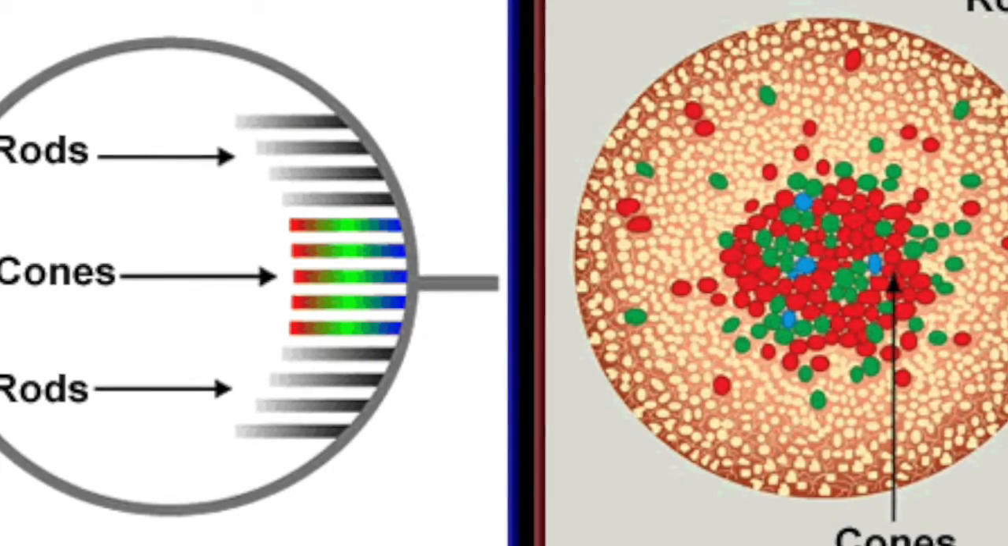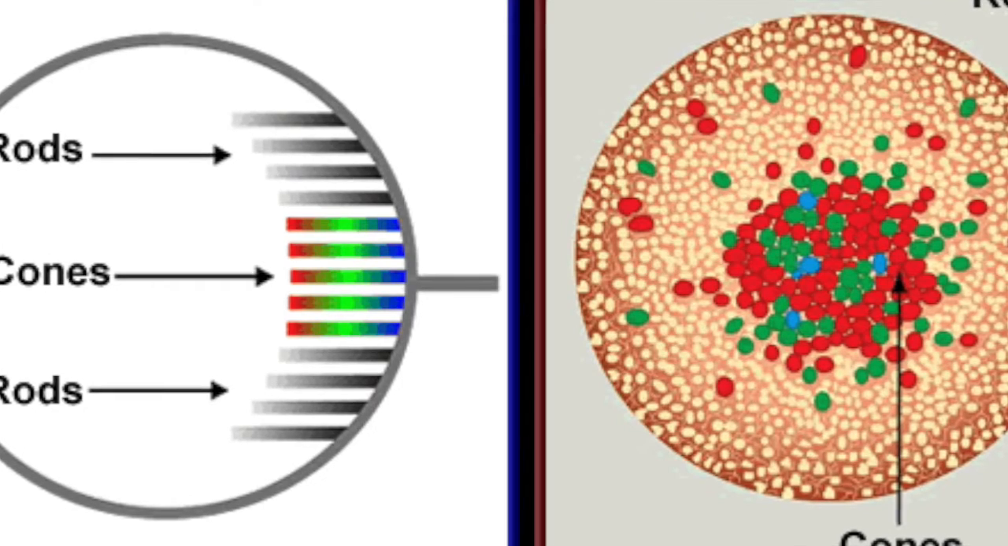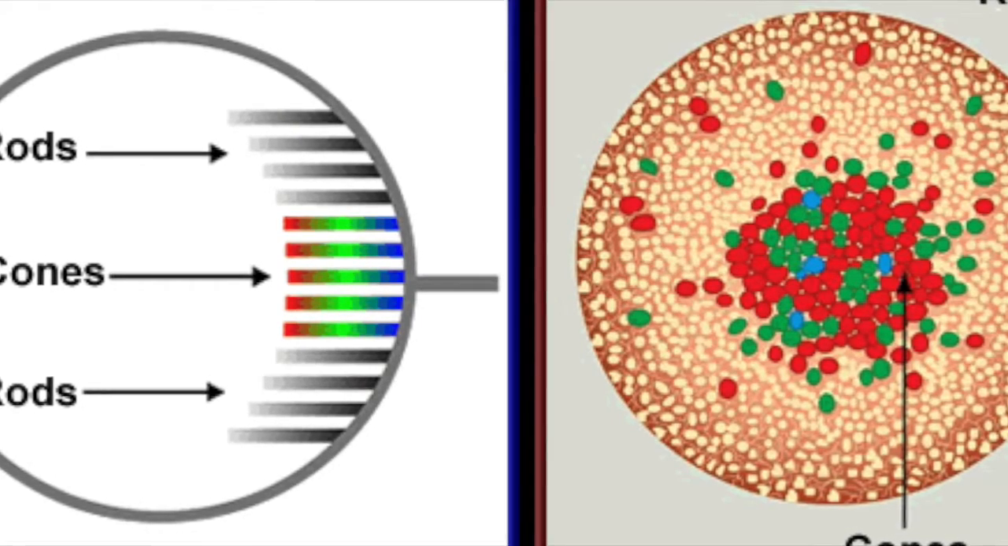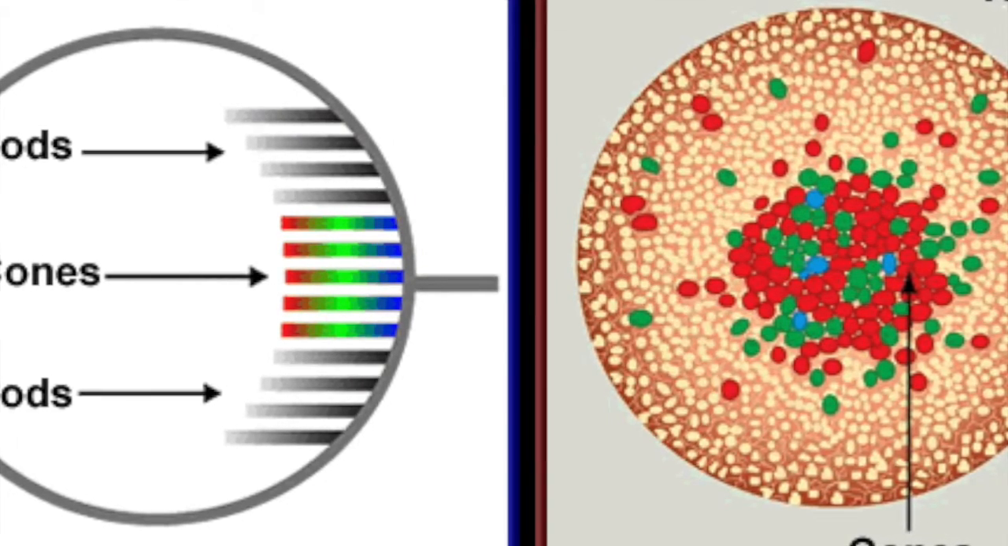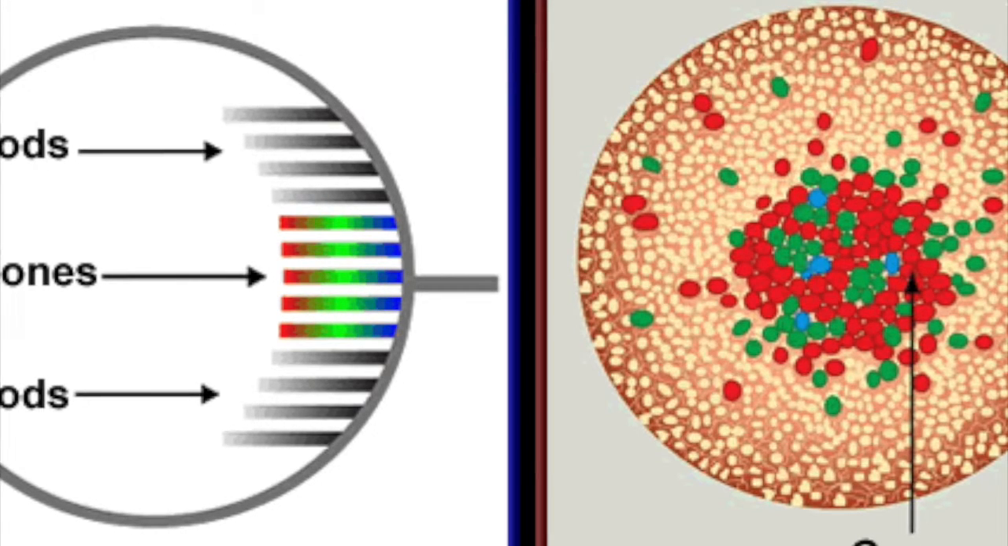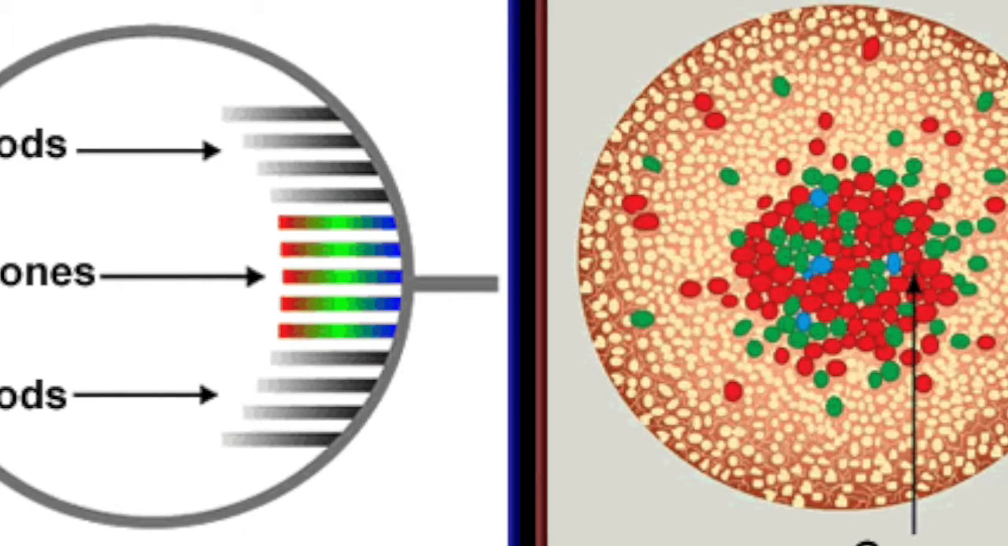The front of your eye has many more cones than rods, while the sides have more rods than cones. For this reason, your peripheral vision is sharper than your direct vision in the darkness, but your peripheral vision is also in black and white.